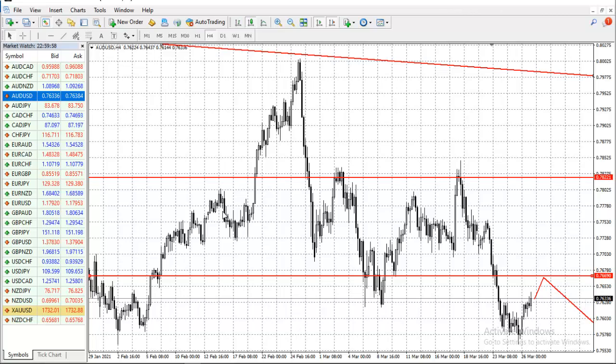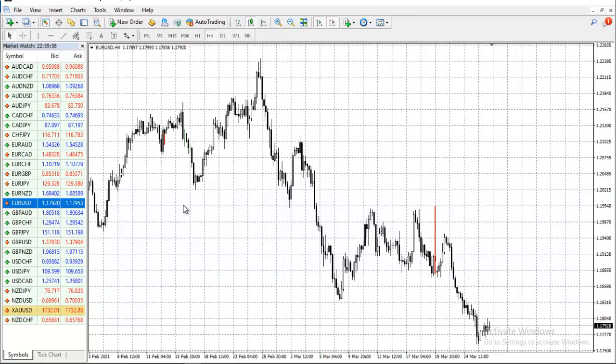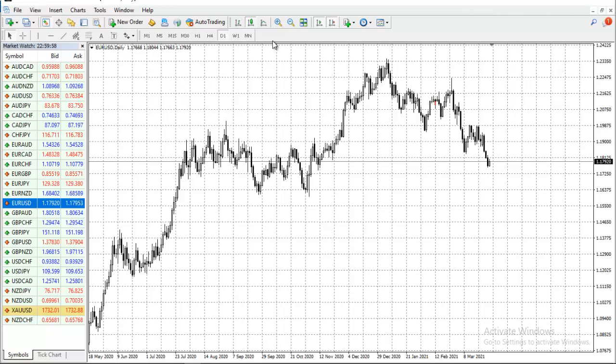Now let's go straight to the EUR USD. For the EUR USD, we can see how the market looks already. There's a definition giving us the market seems to be in a downtrend, and all we do is follow the trend. Always follow the trend.